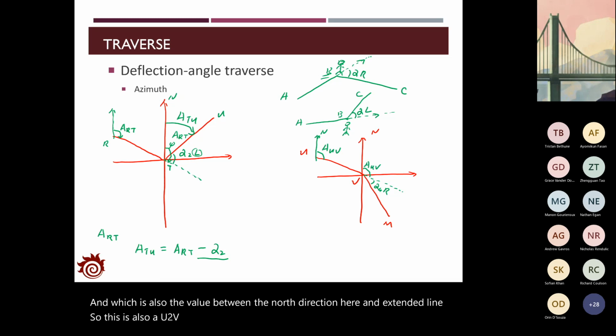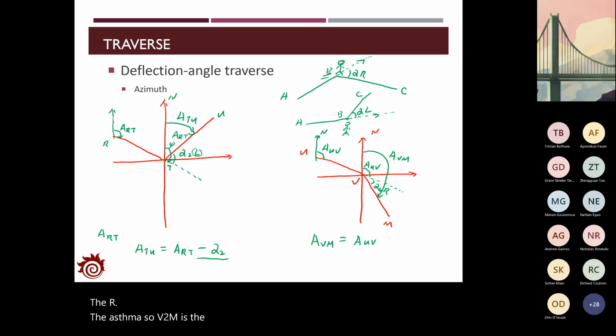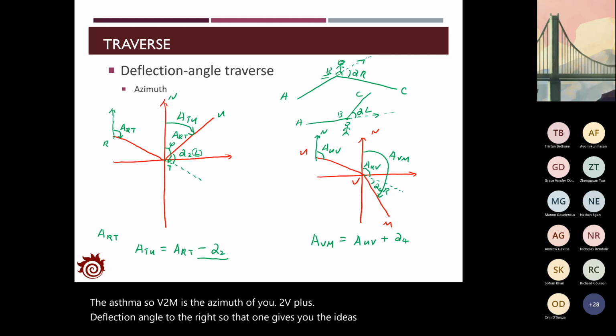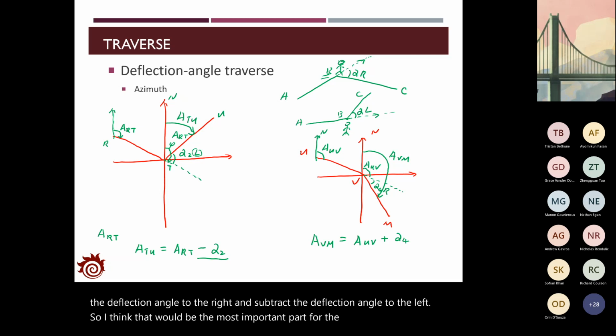And the azimuth of V to M, from the definition, this is the azimuth of V to M. Based on the definition, you can clearly see that the azimuth of V to M is the azimuth of U to V plus the deflection angle to the right. So that gives you the idea why we add the deflection angle to the right and subtract the deflection angle to the left. So I think that will be the most important part for the deflection angle traverse survey.